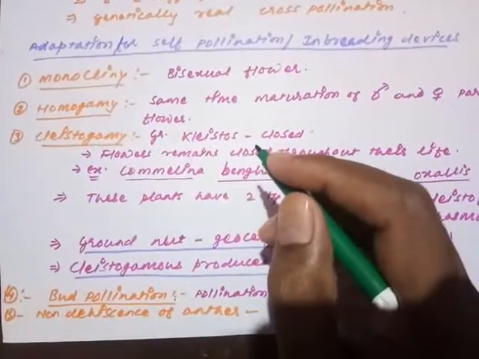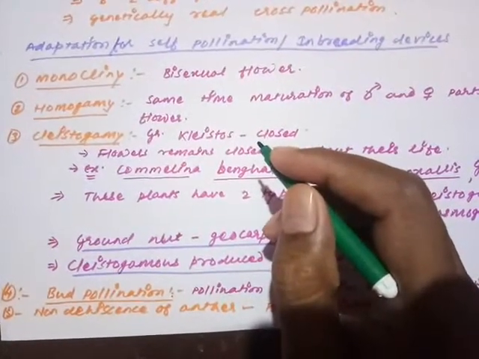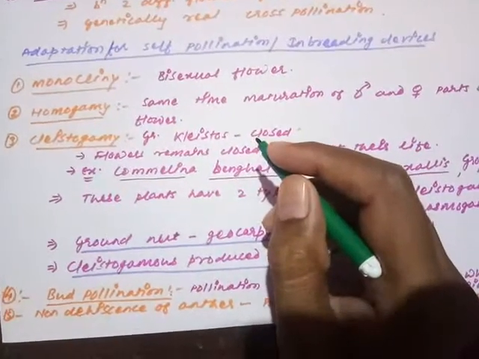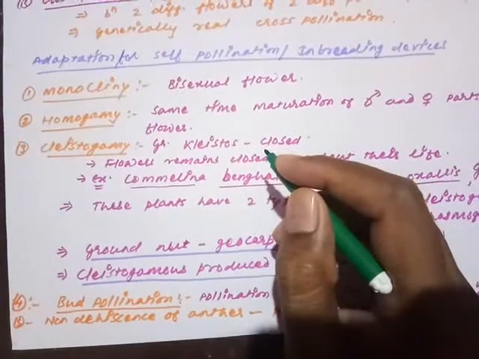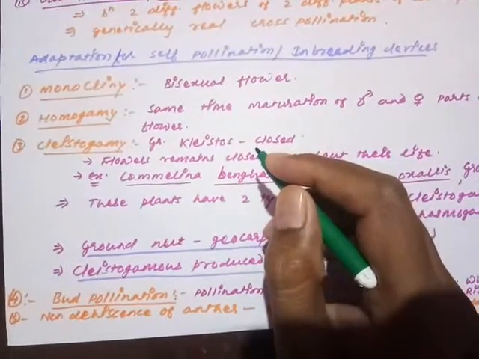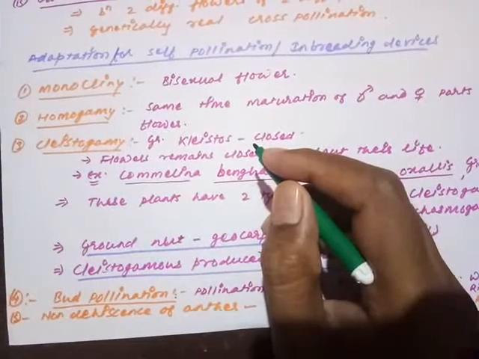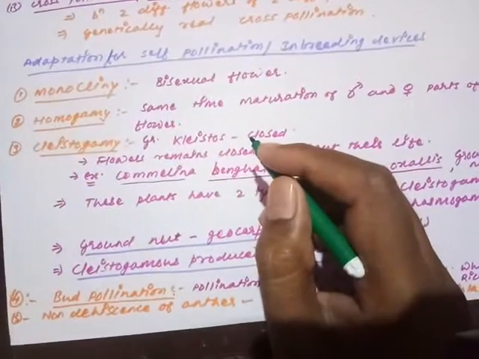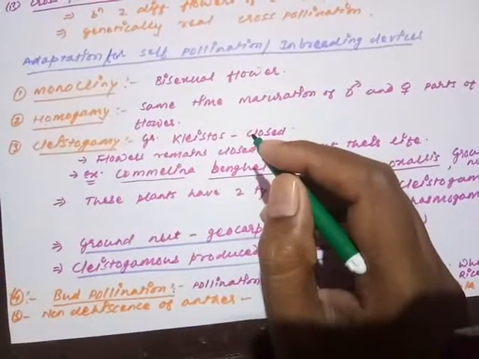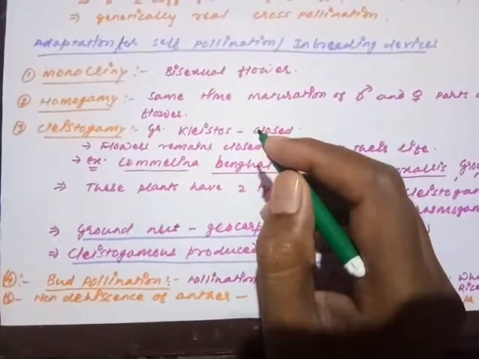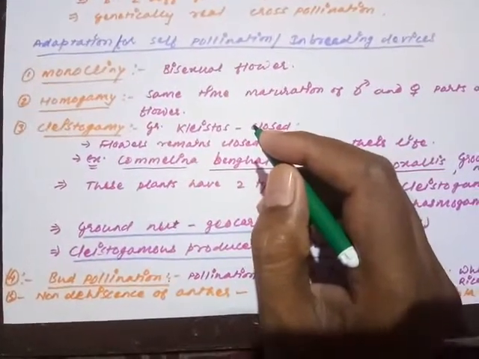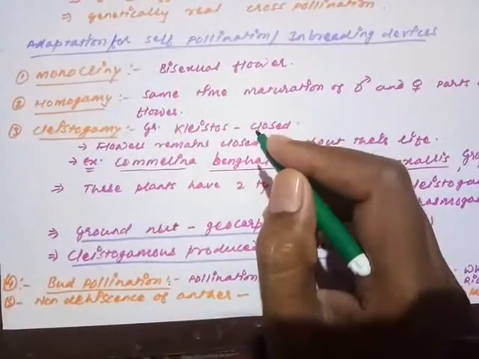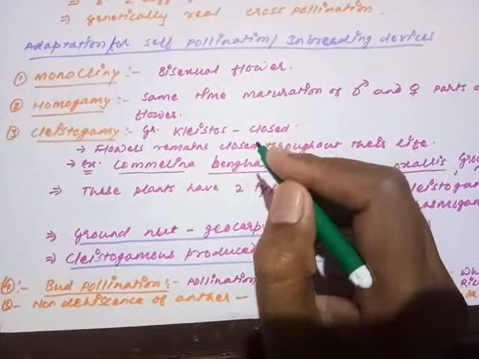The first type of adaptation which ensures self pollination is called monocliny. Monocliny is simply hermaphroditism. Hermaphroditism means the flower is bisexual. If the flower is bisexual, what does it mean? The flowers bear both male and female reproductive structures, meaning stamen and carpels or pistil in the same flower. So there is no chance of any other kind of pollination. Whenever the pollen grains are released, they will fall directly onto the stigma of that flower. That ensures self pollination only. They will avoid cross pollination.